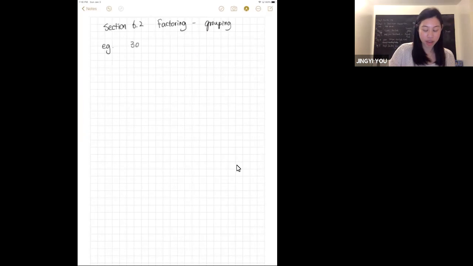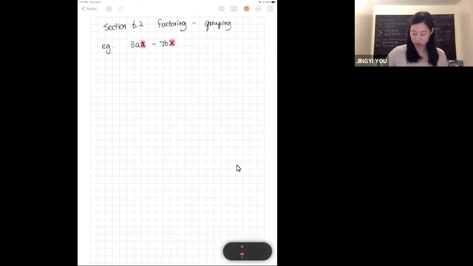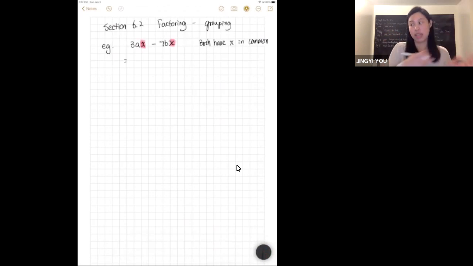If I have 3a to the x minus 7b to the x, what's there in common? If you take a look, you will find out that they both have x in common. That means we can factor x out, like what we learned before in section 6.1. So we pull out x, and we will have x times (3a minus 7b), right? So that's how we factor.